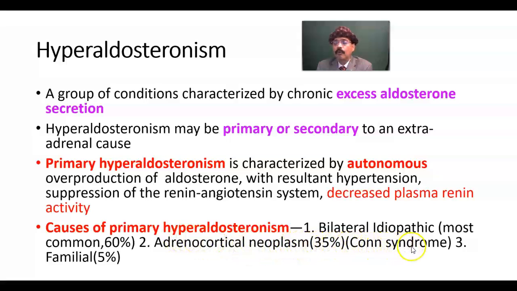It's also called Cone syndrome. A lot of books actually call all primary hyperaldosteronism Cone syndrome. Many books say that way, but we accept adrenocortical neoplasm as Cone syndrome. In around 5% of cases, the hyperaldosteronism is familial.